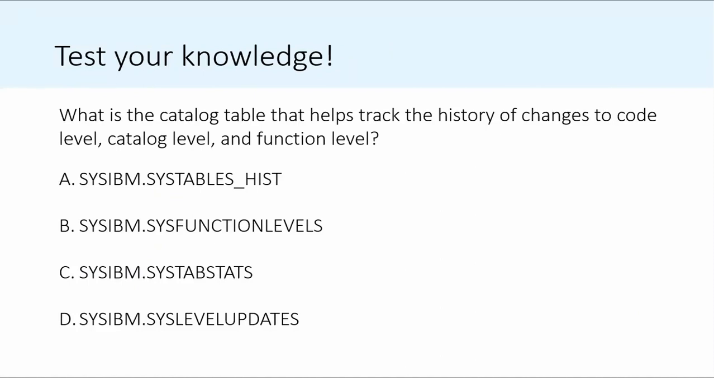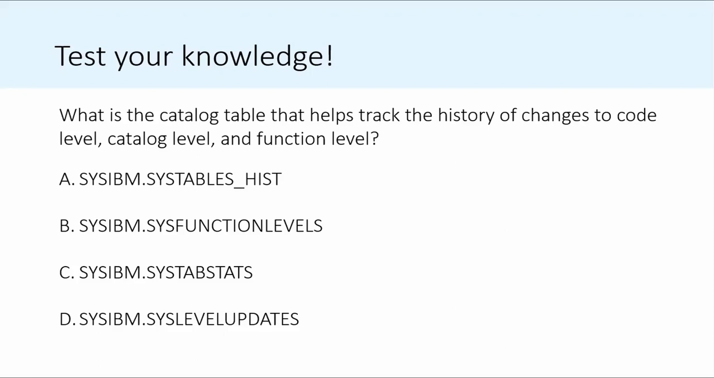So here is the next test your knowledge question. You can get ready to put your answer in the chat. What is the catalog table that helps track the history of changes to the code level, catalog level, and function level? A is SYSIBM.SYSTABLES_HIST. B is SYSIBM.SYSFUNCTIONLEVELS. Choice C is SYSIBM.SYSTABSTATS, or D, SYSIBM.SYSLEVELUPDATES.